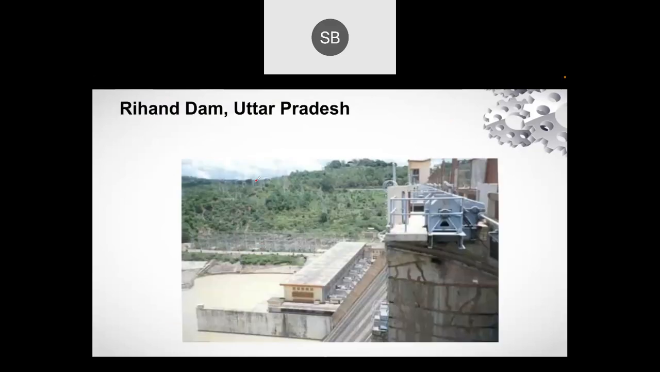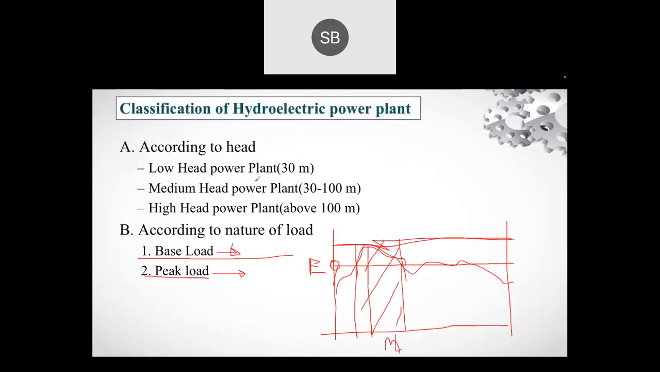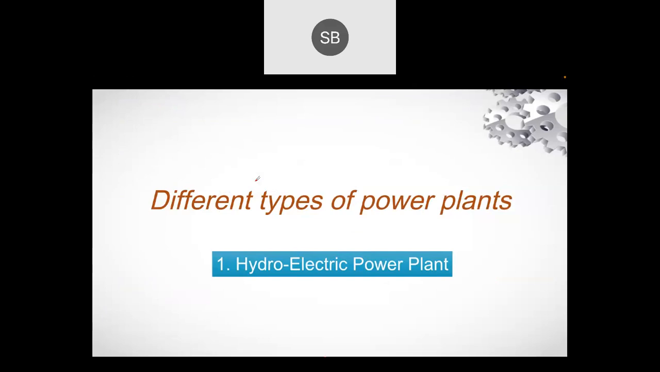We have to consider these factors, and after that we start to construct the power plant. So that's it. We will stop here. In the next lecture, we are going to see some limitations and geotechnical issues, major dams in India, and site selection.